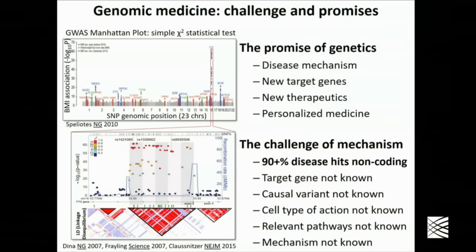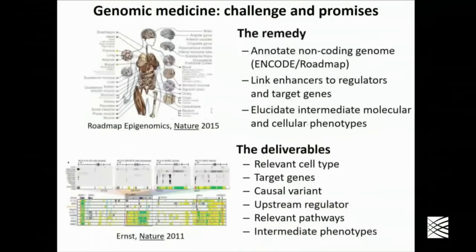And then lastly, how do you go after the actual mechanism? What are the pathways that are altered by this association? What is the cellular and what is the organismal effect of these mutations? Everybody with me so far? So, how do we do all that?